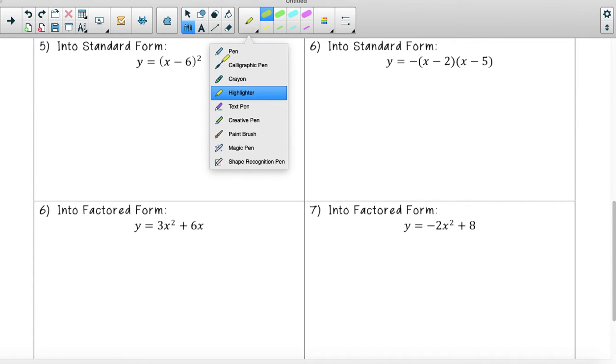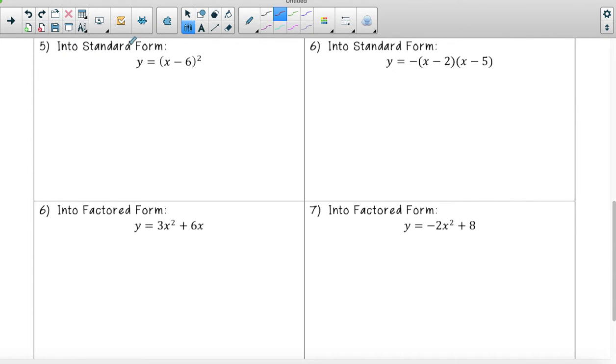So this question 5 asks us to rewrite the problem into standard form. That means that we should be in factored form right now, which is also called intercept form. So to put into standard form, we need to distribute. This squared, if we remember the definition of an exponent, means that we have 2 factors of x minus 6. So with 2 factors of x minus 6, we would rewrite it as x minus 6 times x minus 6.